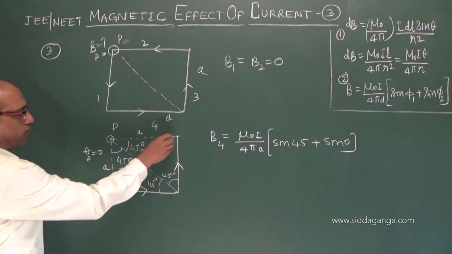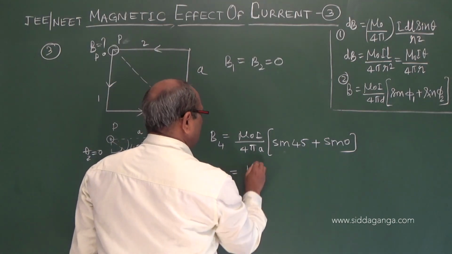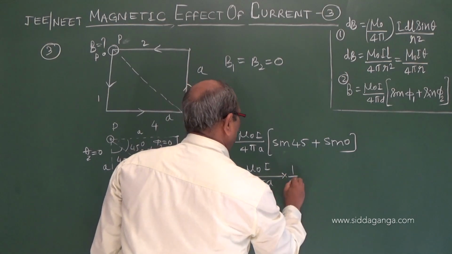Why 0? I hope you followed. This end here has no further extension of the wire. So this gives you the equation mu naught I by 4 pi a into 1 by root 2.